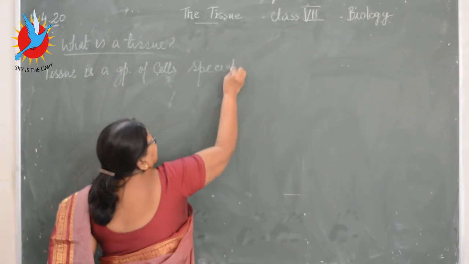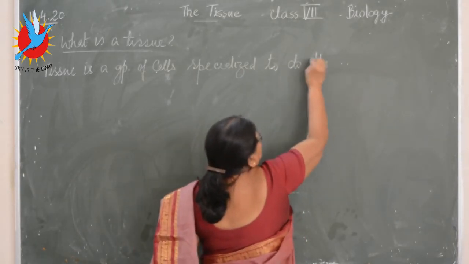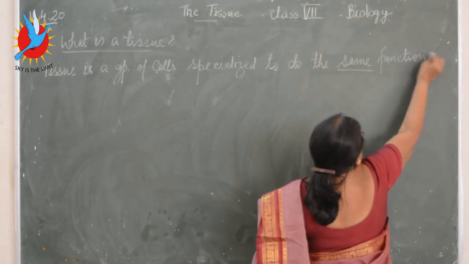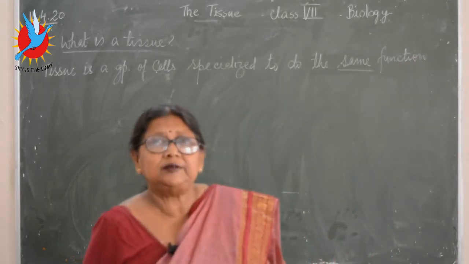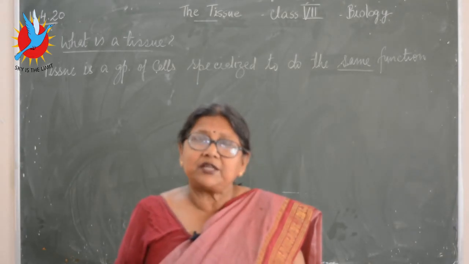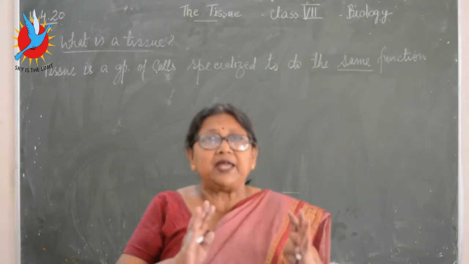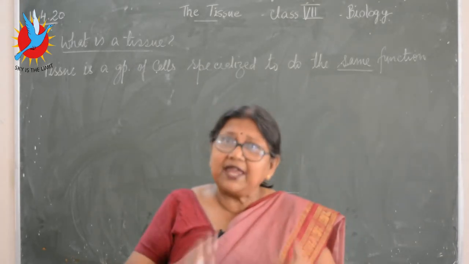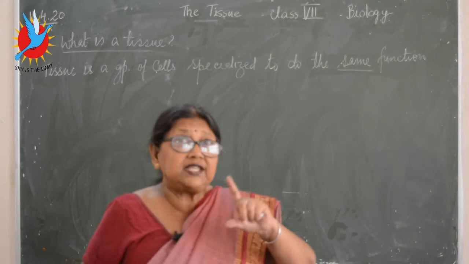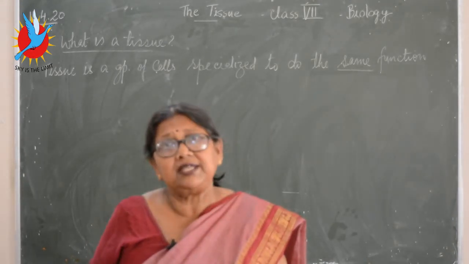A tissue is a group of cells specialized to do the same function. For example, a group of students who are studying medicine, what do we call them? Doctors. So that means doctors are what? A group of people. But what are they specialized at? Doing the same function. They are dealing with medicine and medical purposes. Same way, a group of cells which are specialized to do the same function. That's a very important thing. Our tissue is made out of a group of cells which are structurally the same and functionally also the same.